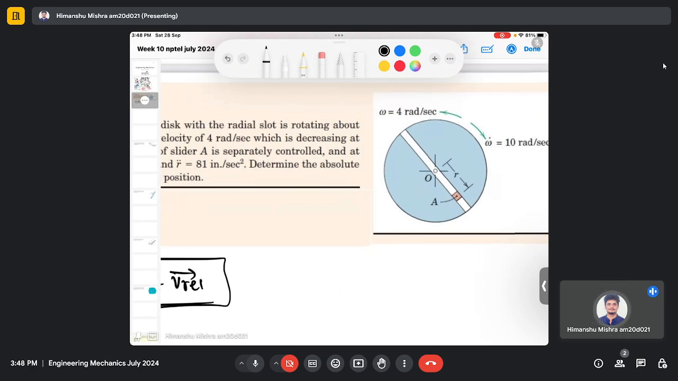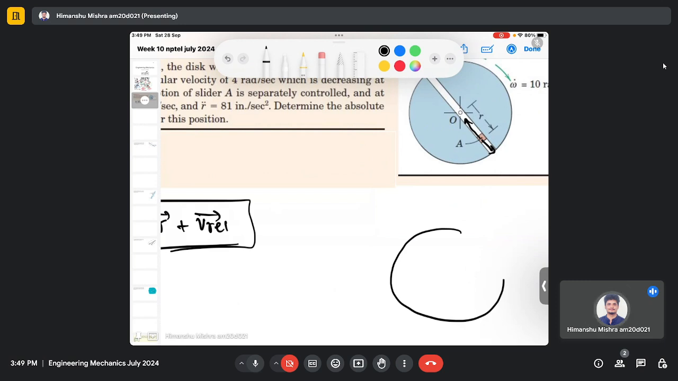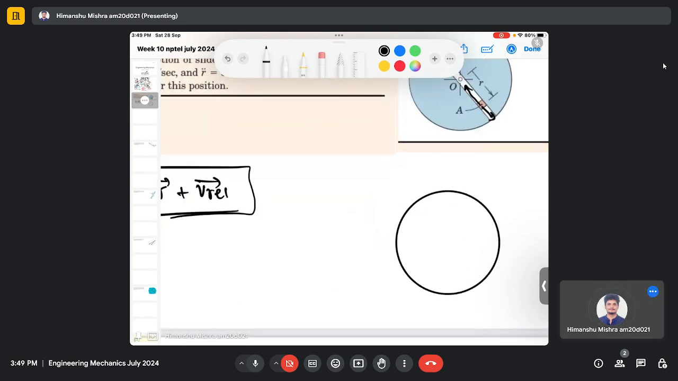So you can see that this point is actually moving in this direction, which I am showing. Let's say this is my disk, this is O, and this is the block, and let's say this is my small x, and this is my small y, right? And you can see that this block can actually move in only the small x direction, and also this disk is rotating, so there will be a relative velocity of this block with respect to this disk.